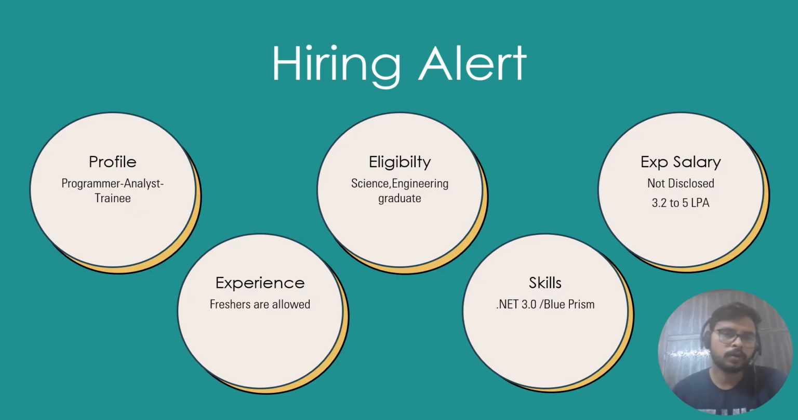Now we are on the hiring alert section, and the profile we have to discuss is Programmer Analyst Trainee. They have allowed freshers to apply, and the eligibility is science or engineering graduates. Whoever has this can apply. The skills they have asked for are .NET 3.0 and Blue Prism. The expected wages are 3.2 to 5 LPA. We will leave that link in the comments. You can get it from there and apply.